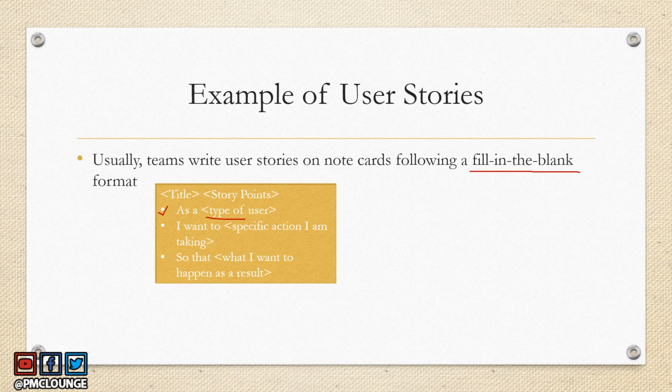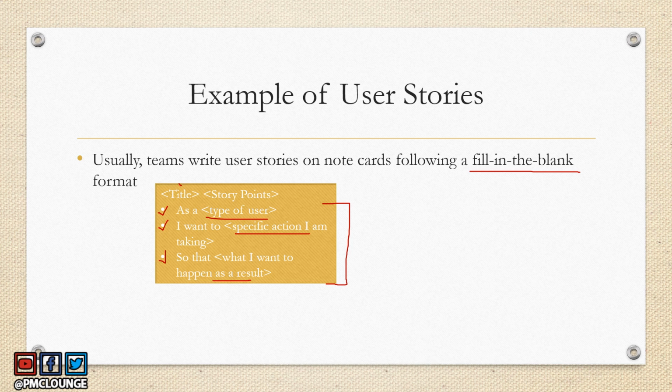As a type of user. Second is I want to, a specific action that needs to be taken, right? And so that, what would be the result, right? What I want to happen as a result. So these are the three blanks that need to be filled by anyone who wants to nominate a user story.